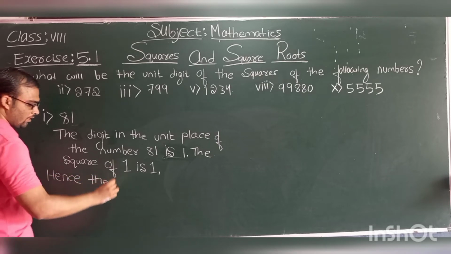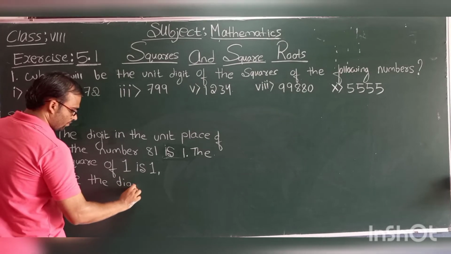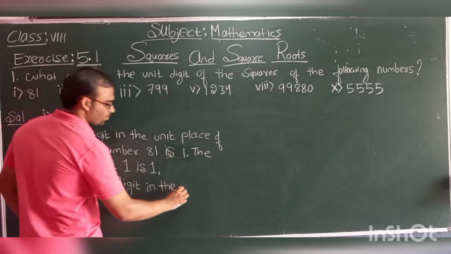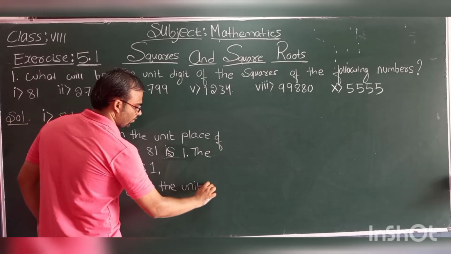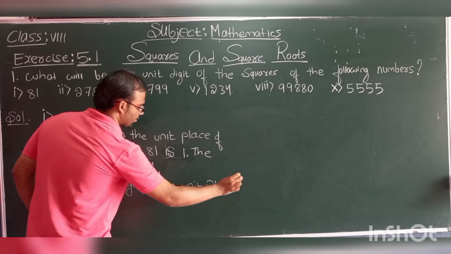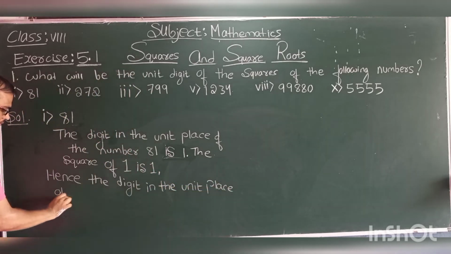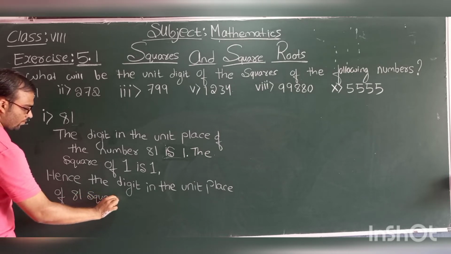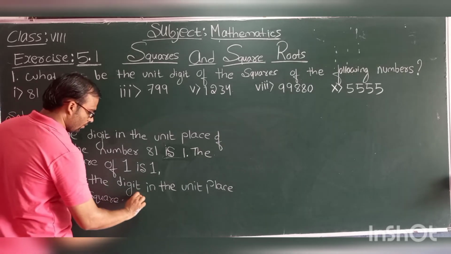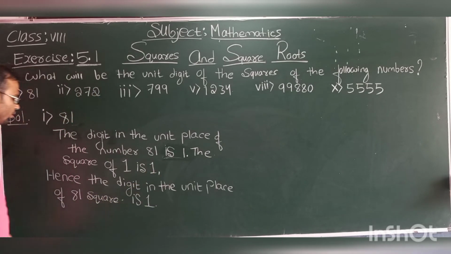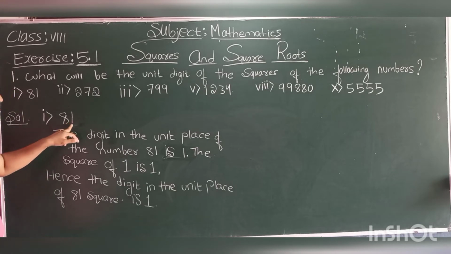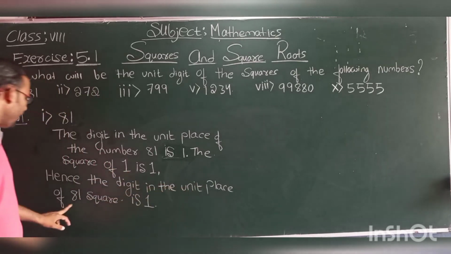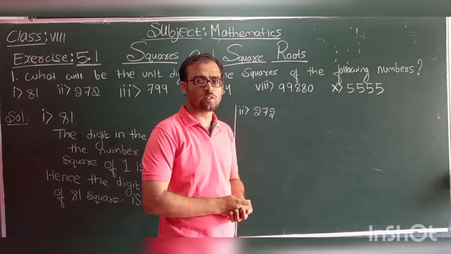Hence, the digit in the unit place of 81 square is 1. Look at this, students: as we are getting 1 only when we square 1, hence the digit in the unit place of 81 square is 1. Okay, students, let us solve the second question.